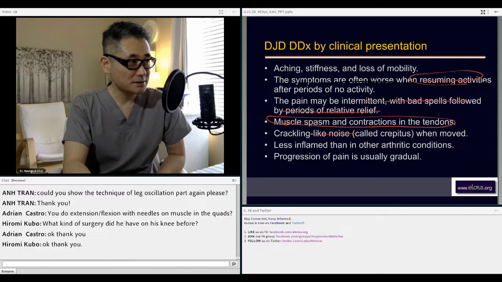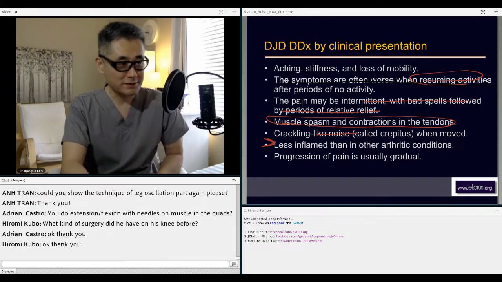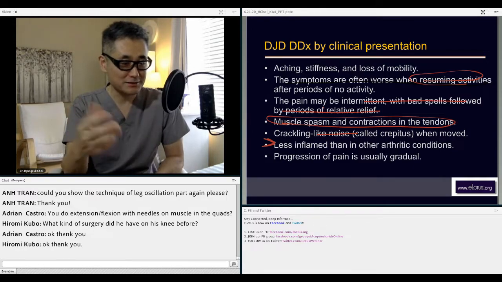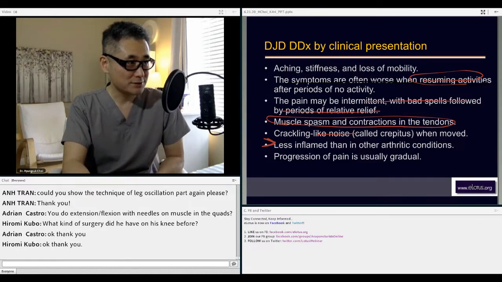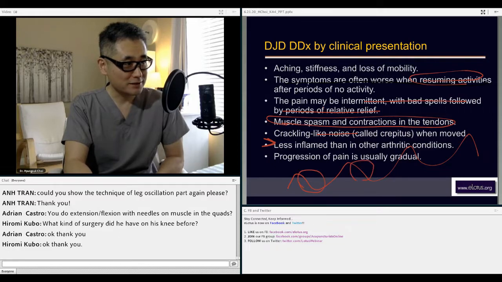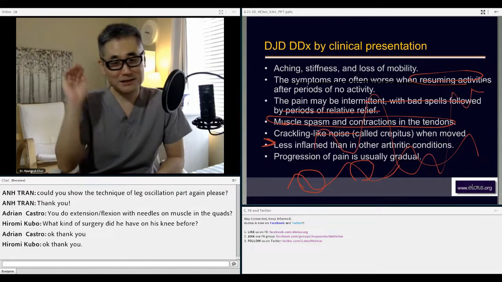And it is less inflamed than other arthritic conditions. So there is actually no inflammatory pathology. Many people think this is an inflammation, but it is just a degeneration. Progression of pain is usually gradual. It goes like this: it's getting severe, but there are periods of getting okay and getting worse. Sometimes it gets better, sometimes it gets worse, but eventually it goes up, so it is getting worse.